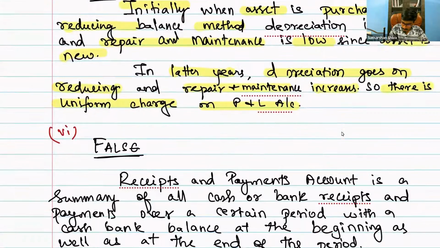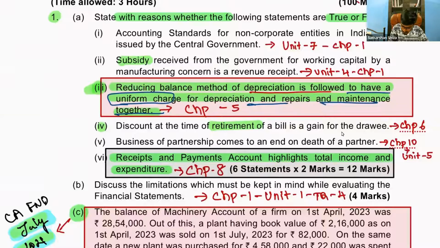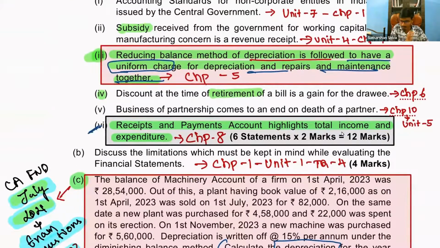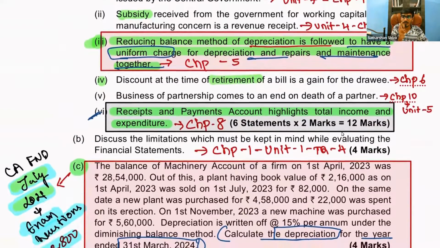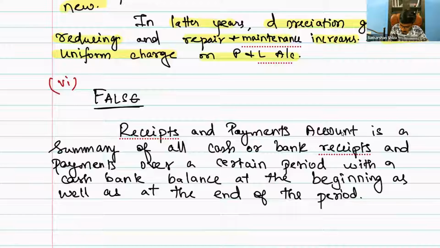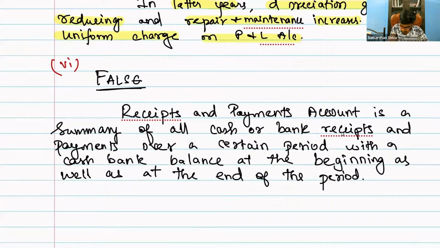Then come to question number 6, which is not there. Receipts and payments account highlights total income and expenditure. No, it will not. It is not total income and expenditure. It is total receipts and payments. The difference between income and expenditure is completely different. So the answer is false.